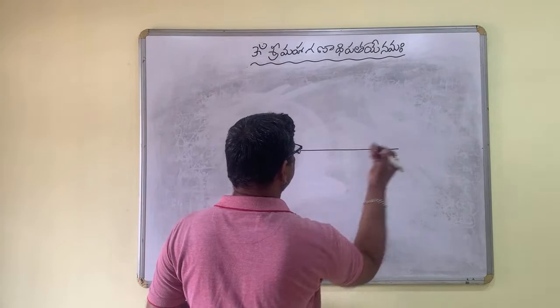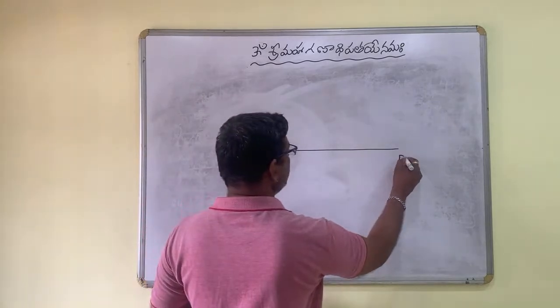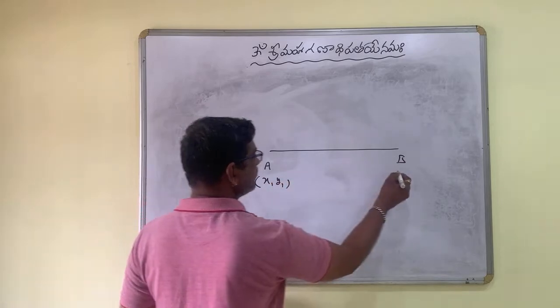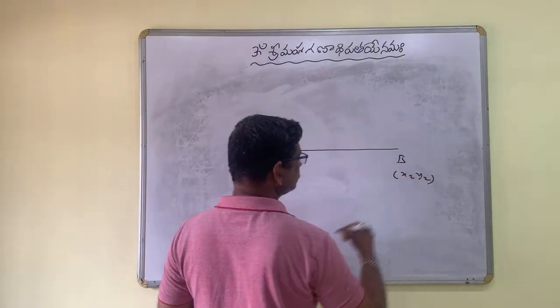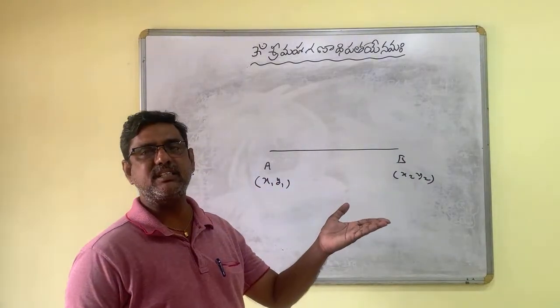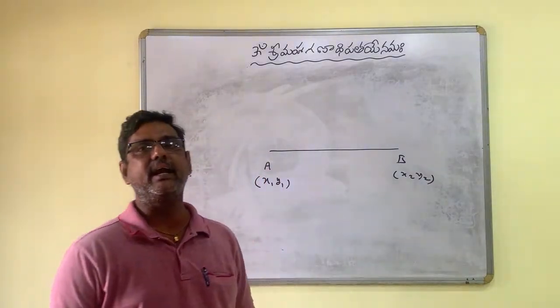Suppose there is a line segment AB whose coordinates are x1 y1, x2 y2. You can see there exist infinite number of points in between A and B.